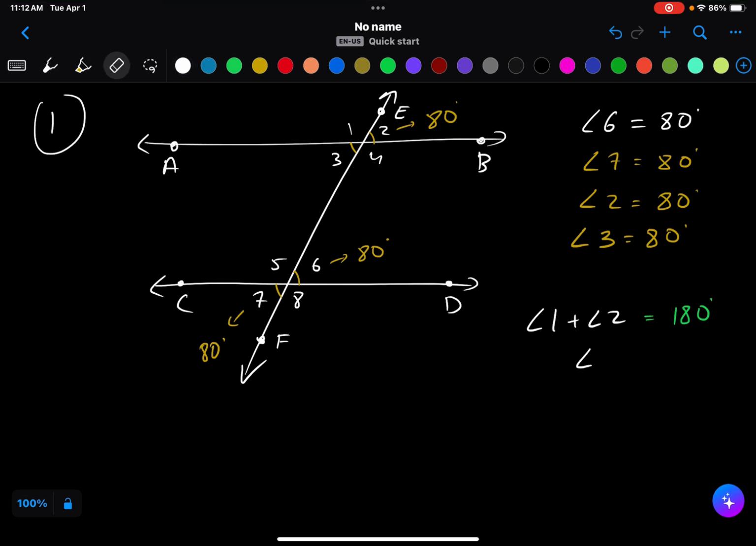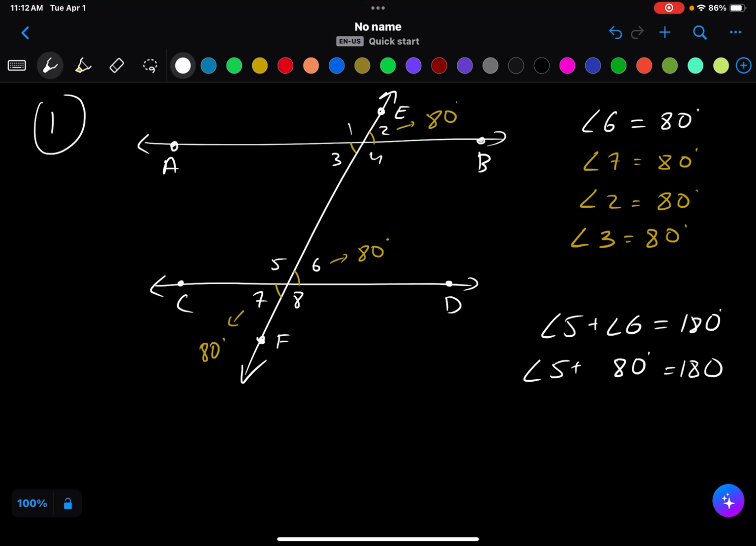I'm going to do that with angle 6 and 5 because those are my original angles, or at least 6 was. So I'm going to say angle 5 plus angle 6 equals 180. But again, angle 1 and 2 would work out the same. And I was given angle 6 to begin with. That's why I'm using that. But again, I found out angle 2, so it's not a problem. Equals 180, and then you just subtract 80 from both sides. And you find out that angle 5 is simply 100 degrees.